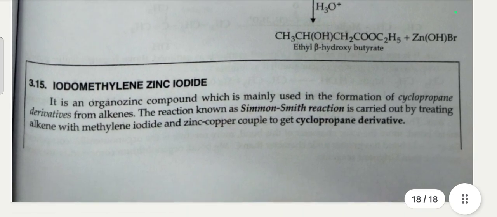Iodomethylzinc iodide. It is an organozinc compound which is mainly used in the formation of cyclopropane derivatives from alkenes. The reaction, known as the Simmons-Smith reaction, is carried out by treating alkenes with methylene iodide and a zinc-copper couple to get a cyclopropane derivative. Hence, this was our chapter. Thank you.